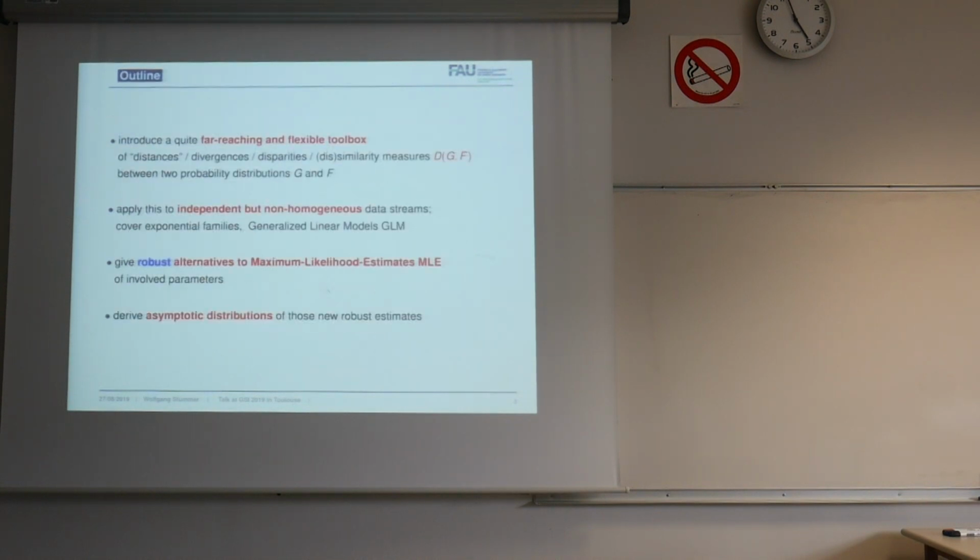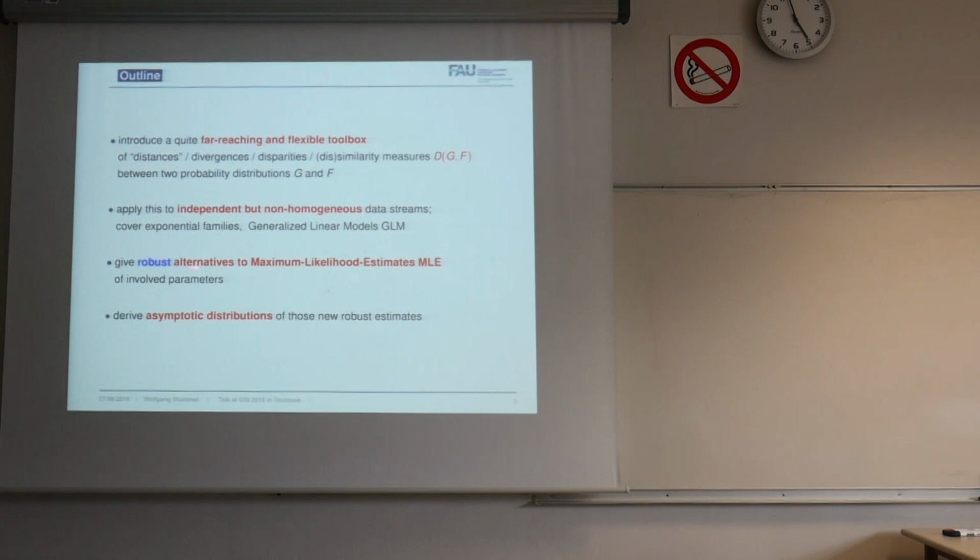Sorry. I will show you a far-reaching and flexible toolbox of distances, divergences. We have already encountered many of them between two probability distributions G and F. And we apply this to the very important context of independent but non-homogeneous data. So we cover exponential families and also a very hot topic in artificial intelligence, namely the generalized linear models.